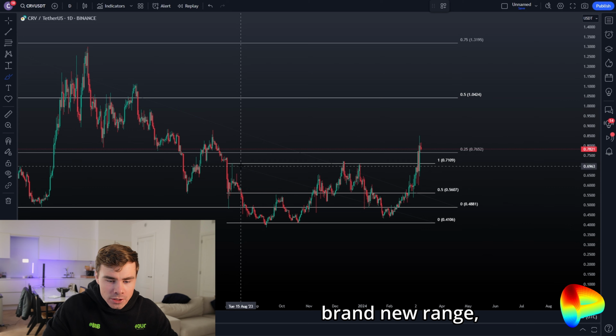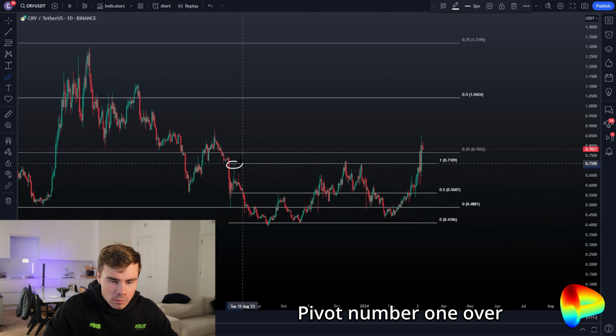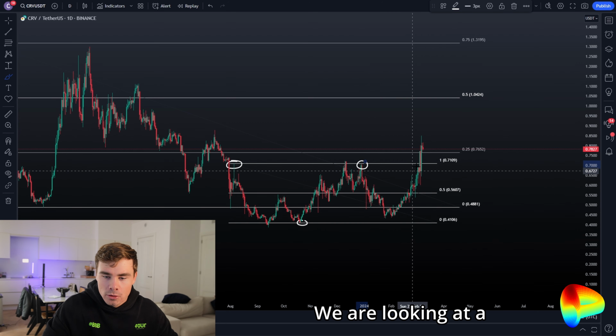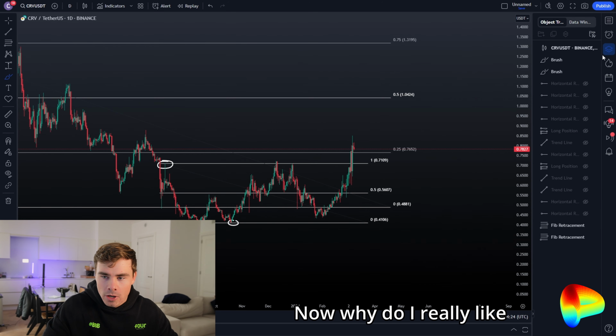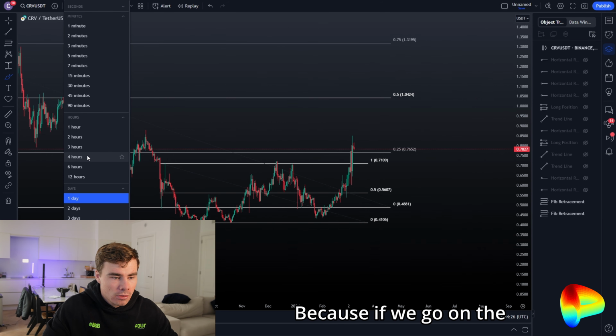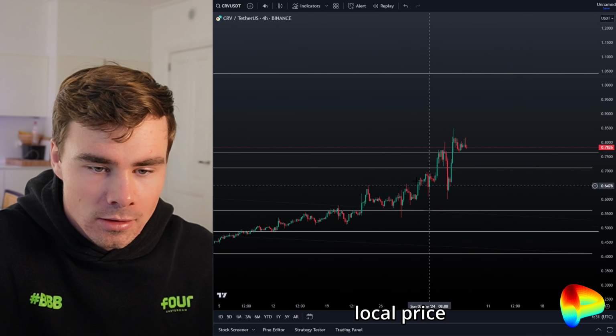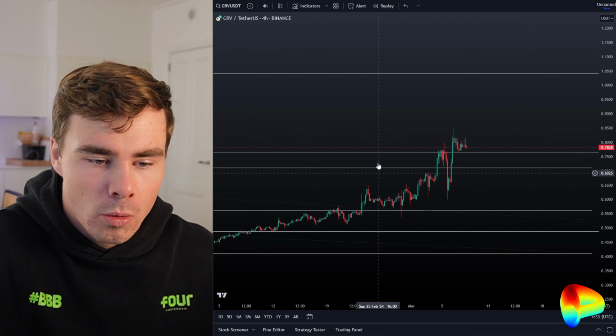Now for the brand new range, we are also looking at 3 pivots. Pivot number 1 over here, pivot number 2, and then pivot number 3. We are looking at a potential breakout. Now why do I really like the breakout? Because if we go on the lower time frame, on the 4-hourly time frame, and we analyze this local price section over here, what are we looking at?